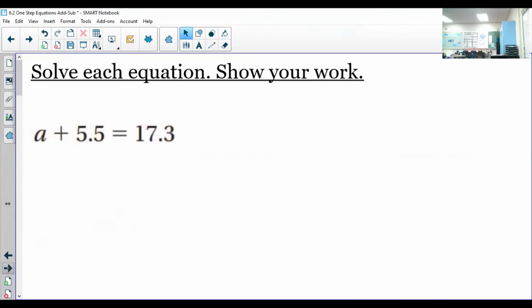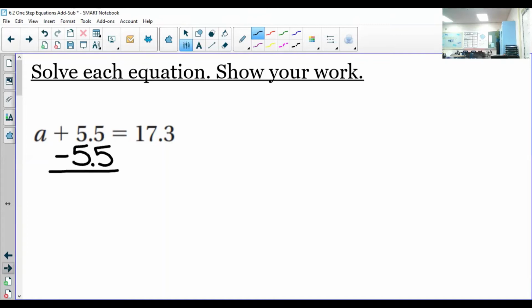Okay, now, ooh, got some decimals in here. All right, so we have a plus 5 and 5/10 equals 17 and 3/10. So what is the opposite of add? Subtract. So I'm going to minus 5.5 on both sides. Now, even though it's a decimal, we still have to do it to both sides. Okay?